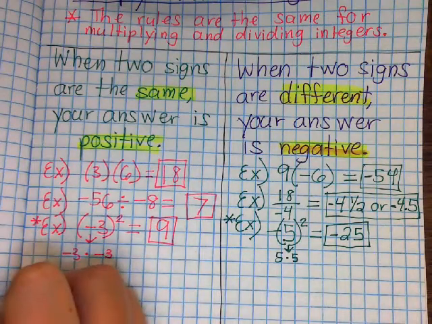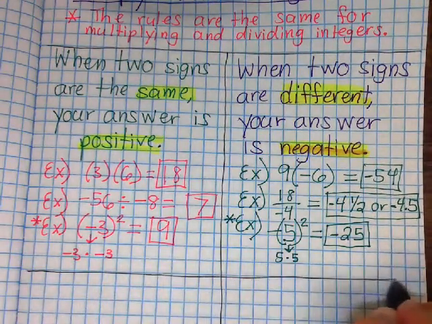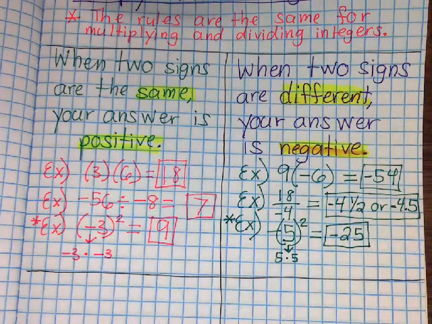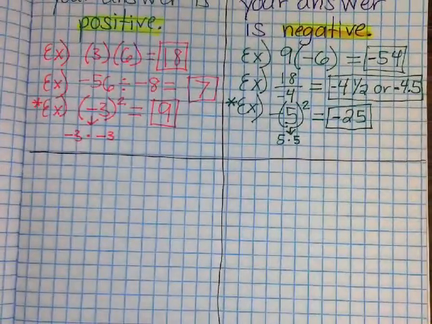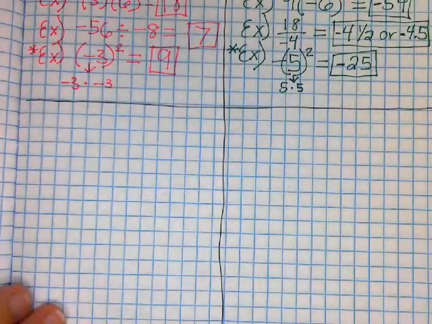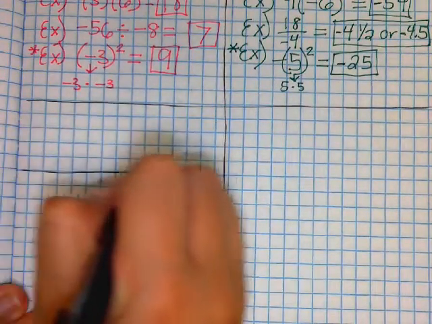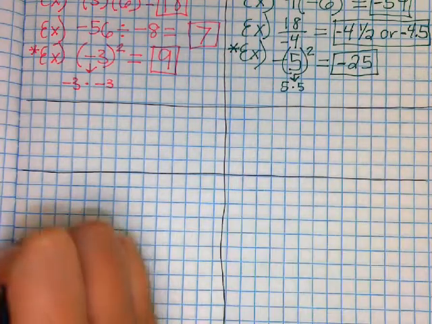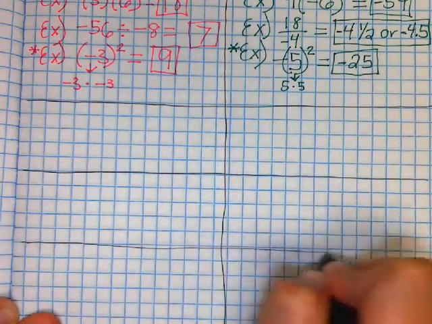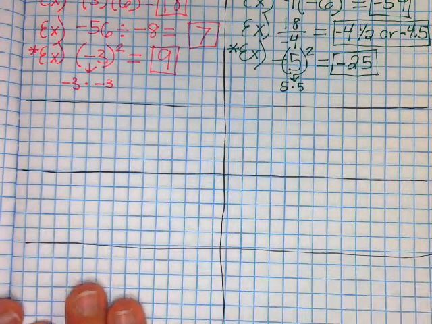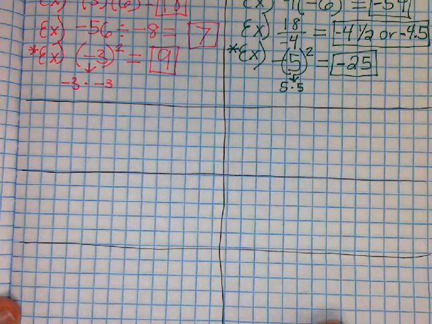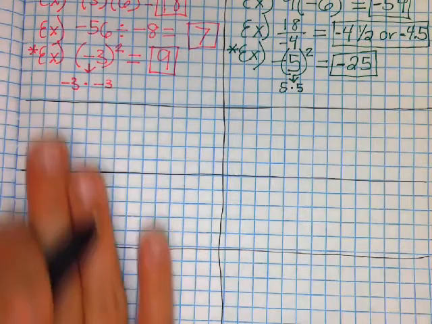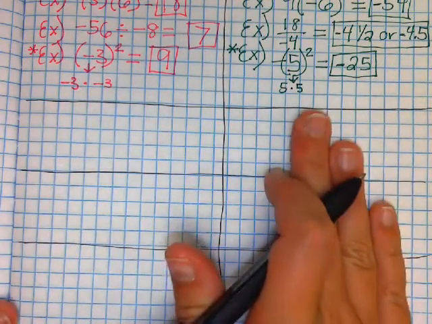Go ahead and draw a line. And on the rest of your paper, I want you to make 6 boxes total. So there's going to be 3 in each column, 3 on the left and 3 on the right. You're going to continue on, and it's going to be 3 examples of same signs and 3 examples of different signs.